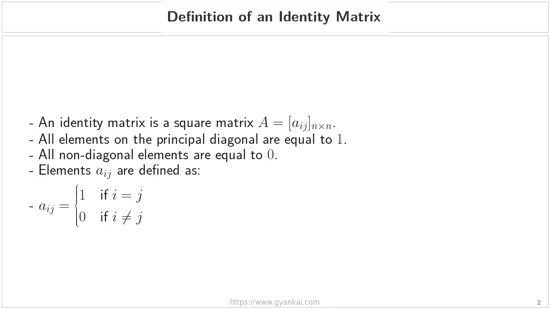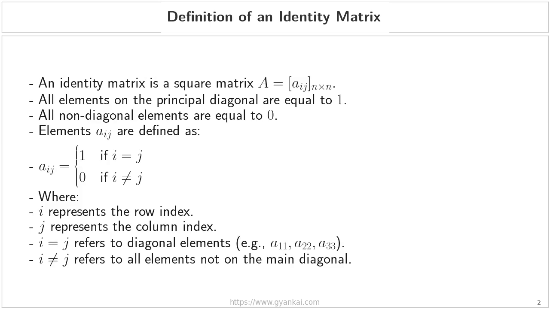To express this more mathematically, we define the elements, a sub-ij, using a simple rule. The element is equal to 1 if the row index i is equal to the column index j. However, if the row index i is not equal to the column index j, the element must be 0.